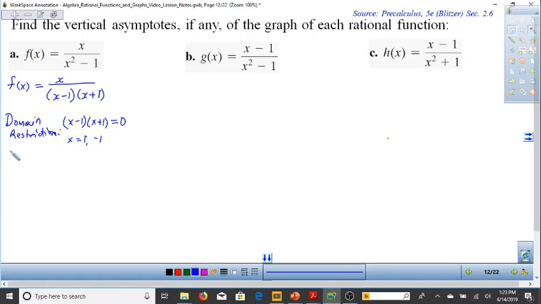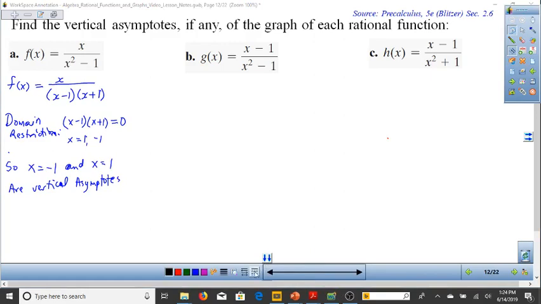Now if I do f of any of those numbers, if I plug in 1 into the numerator or -1 into the numerator, you will not get 0. And since the numerator doesn't give you 0, then we know that x equal to -1 and x equal to +1 are the vertical asymptotes. And that's that.